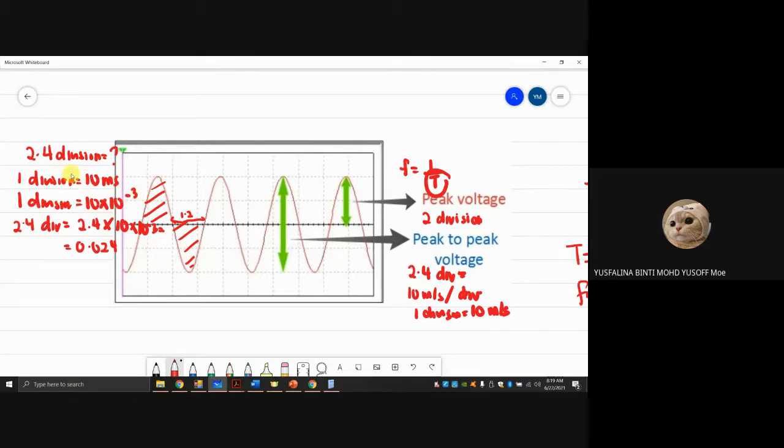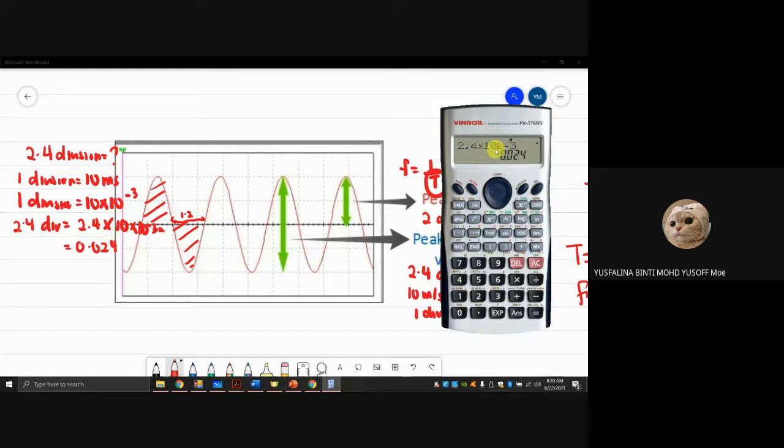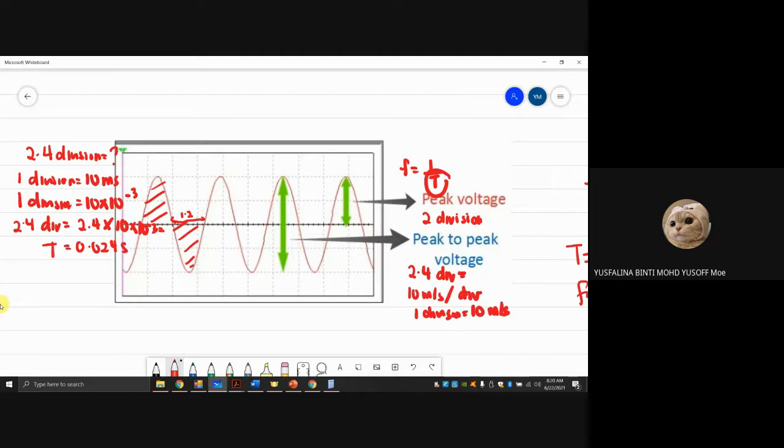So the one that we calculated just now is 2.4, right? If 1 division is equal to 10 times 10 power of negative 3, what is the time for 2.4 divisions? You just multiply 2.4 times 10 times 10 power of negative 3. Okay, you just use the calculator here. 2.4 times 10 exponent negative 3. So you got the answer 0.024. This one is actually the period, the value of T. Okay, so we are still not finished yet.